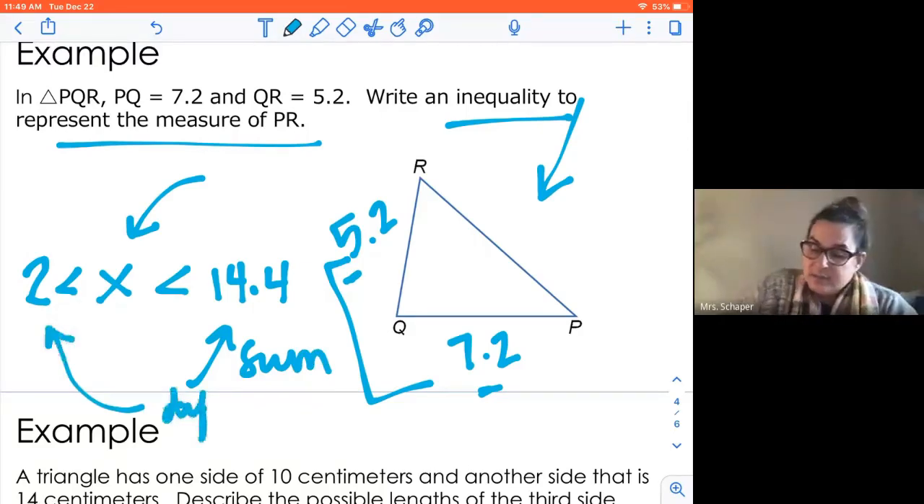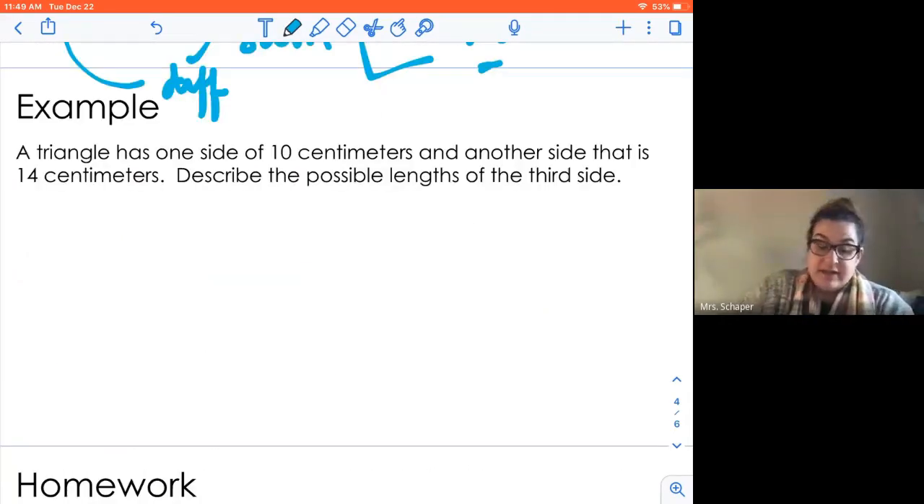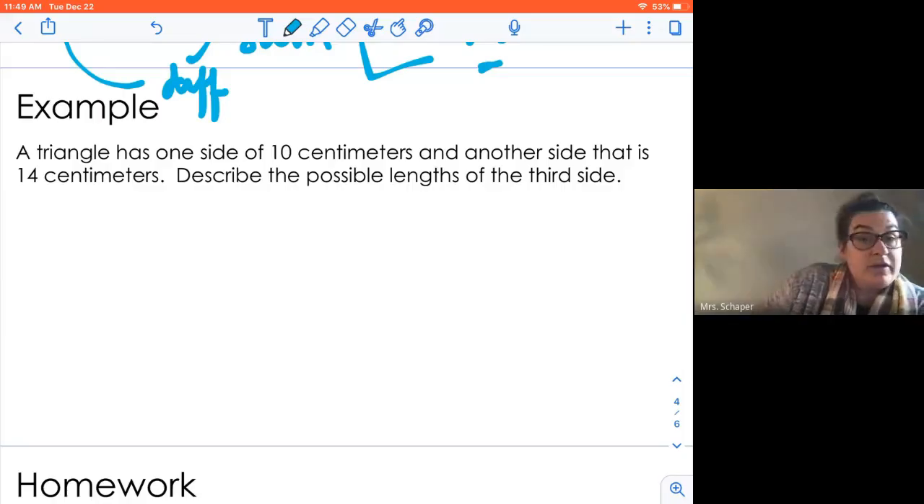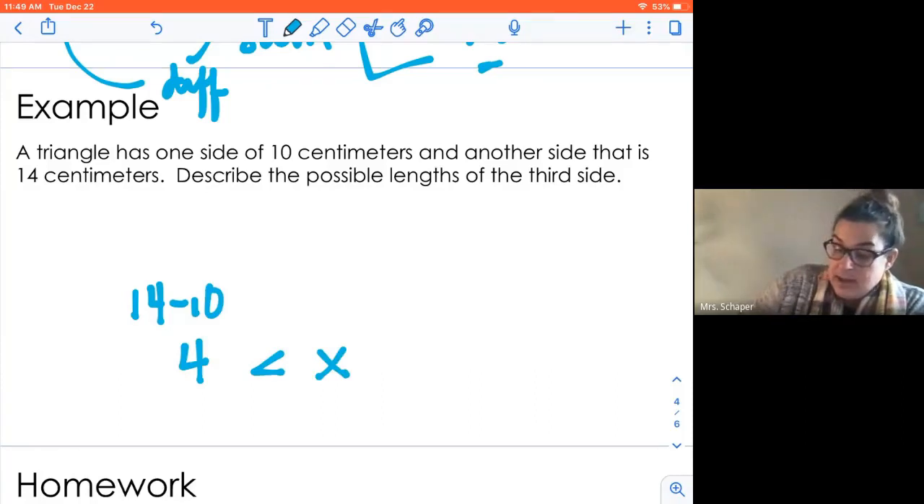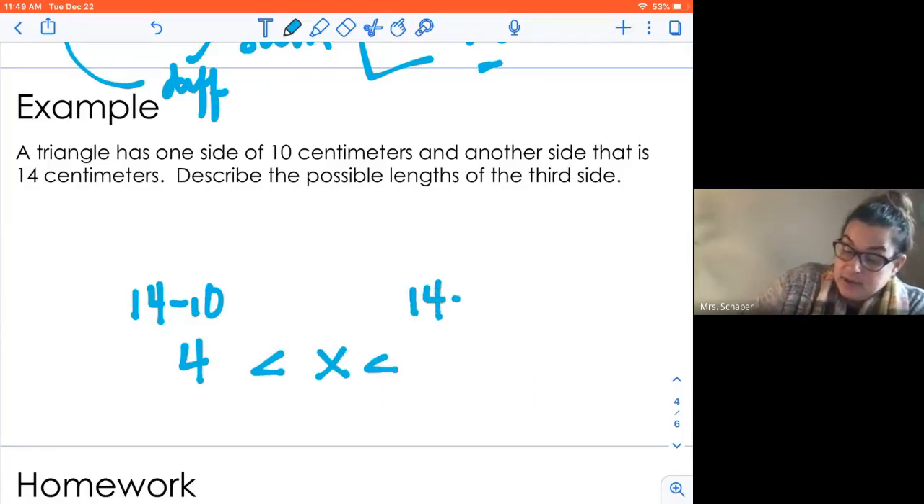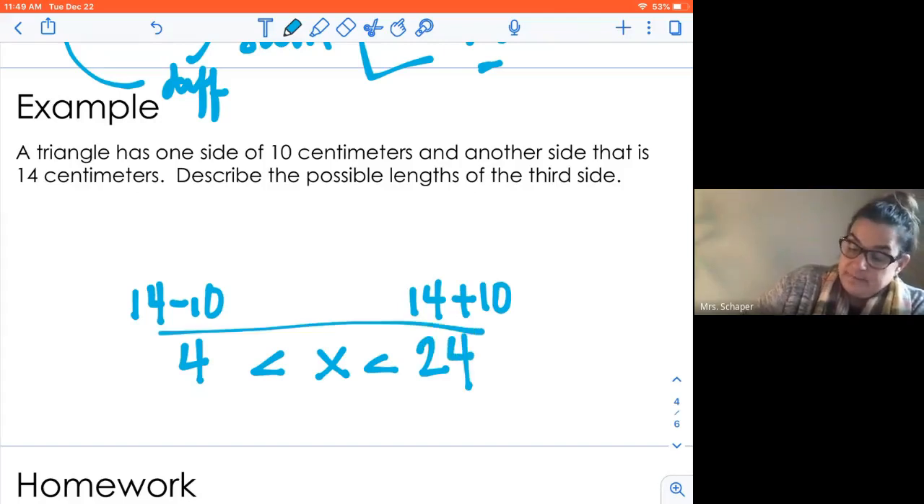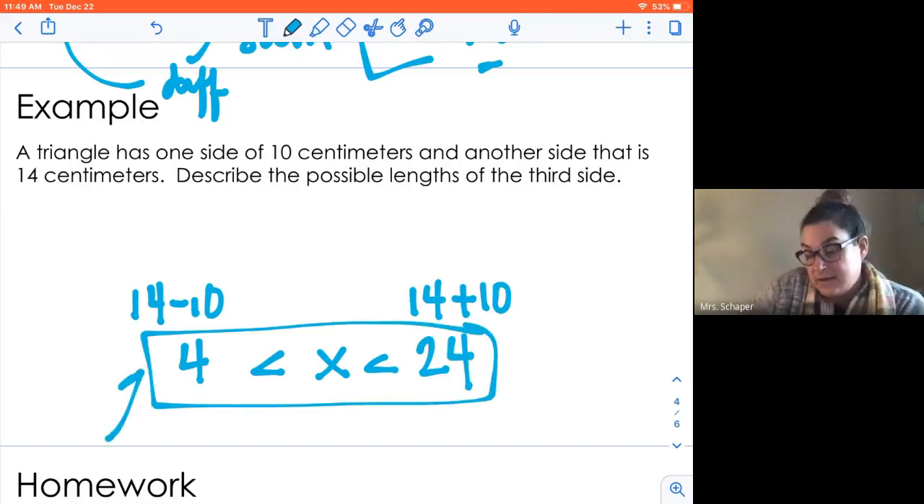All right, a triangle has one side of 10 centimeters and another side that is 14. Describe the possible lengths of the third side. Again, that builds off of what we just talked about. That third side has to be more than the difference of those two. So 14 minus 10 is 4. So it's got to be greater than 4 and less than the sum of those two numbers. Again, in the inequality, the lesser side is the difference and the greater side is the sum.